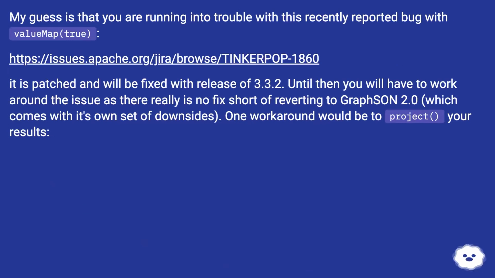My guess is that you are running into trouble with this recently reported bug with valueMap true. This URL. It is patched and will be fixed with release of 3.3.2. Until then you will have to work around the issue as there really is no fix short of reverting to Gremlin 2.0, which comes with its own set of downsides. One workaround would be to project your results.